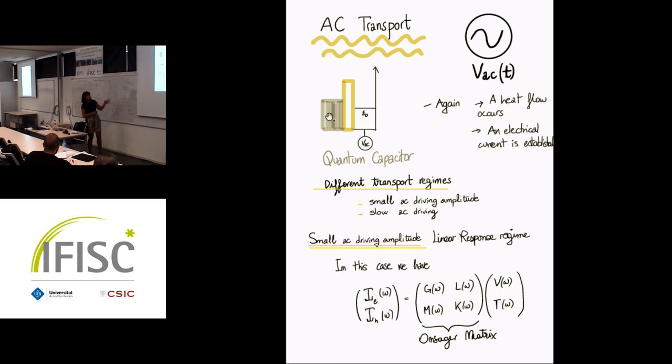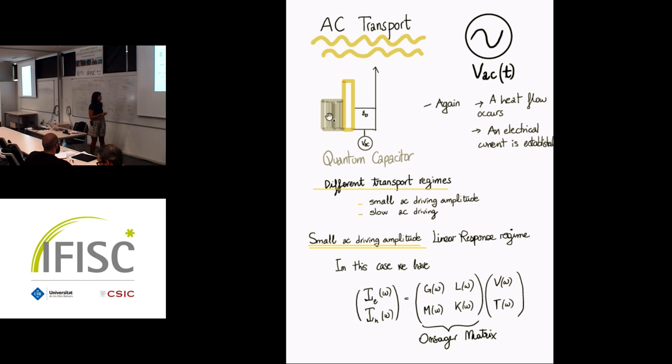Again, you can establish a heat flow and an electrical flow in this type of system when you have a system at equilibrium. I mean, you don't apply any thermal bias or electrical bias, but you can have some driving force in your system. In that case, you can investigate the transport properties of this setup for two cases: when the AC driving amplitude is very small, in which case you are in the linear response regime, or in the adiabatic regime, where the AC frequency is sufficiently small compared to the other typical time scales in your system.